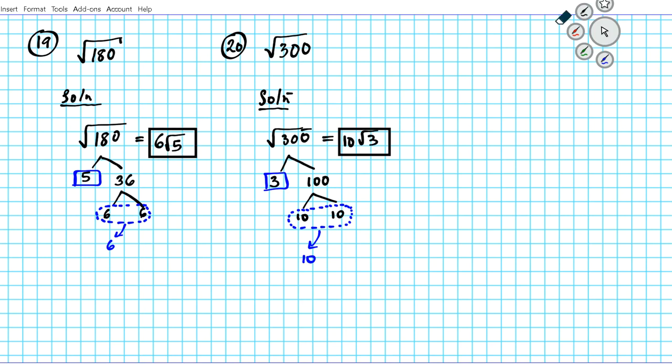Okay, moving along, let's take a look at question number 21. Let's do a cube root problem this time. So let's say you're looking for the cube root of 54, for example. So now we have a different scenario here. In this particular case, the index is 3.